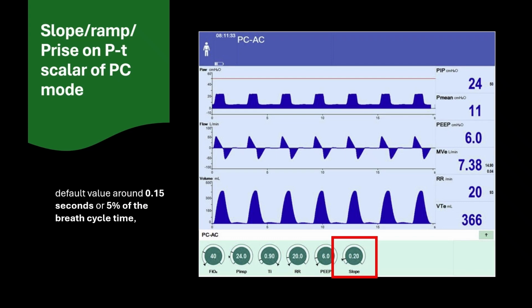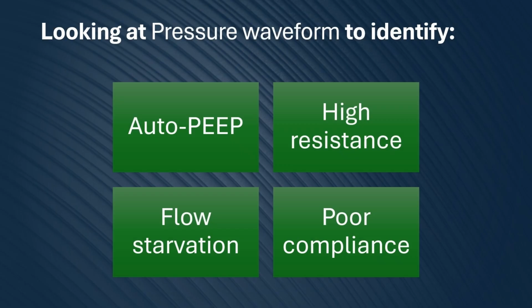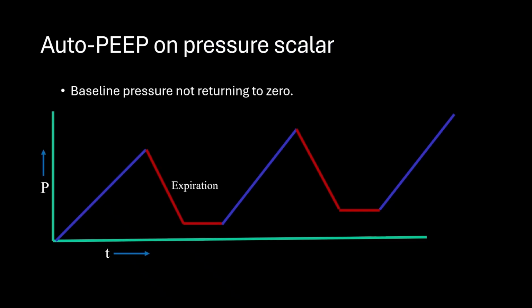Many people are not touching this knob or this button on the ventilator. By default it is 0.20 seconds, so that's good. No need to worry about that, but you can actually manipulate it. Looking at the pressure waveform, you can identify so many things: airway resistance, lung compliance, or patient-ventilator asynchrony like auto-PEEP or flow starvation, late cycling, premature cycling. Okay, so many things. So let's talk about this.